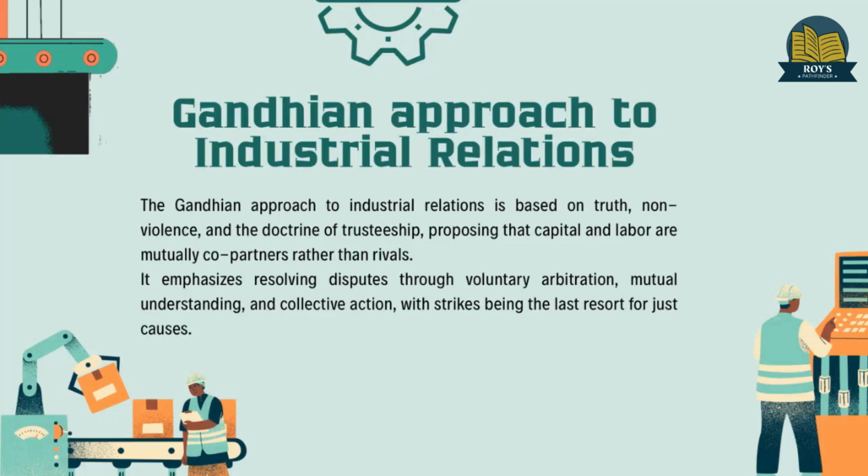The Gandhian approach to industrial relations is fundamentally rooted in principles like truth, nonviolence, and the doctrine of trusteeship. What this means is that it promotes a view where capital and labor are seen as partners working together, rather than as adversaries. This perspective encourages cooperation and understanding between employers and employees. It also emphasizes resolving disputes through voluntary arbitration and mutual understanding, rather than through force or confrontation. The idea is to foster collective action and dialogue, making disputes easier to settle amicably.